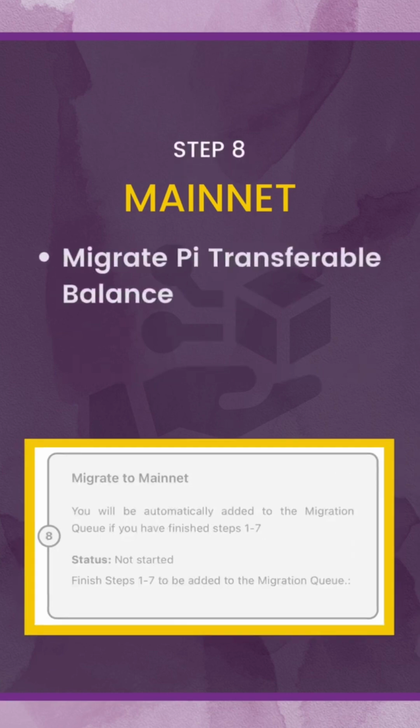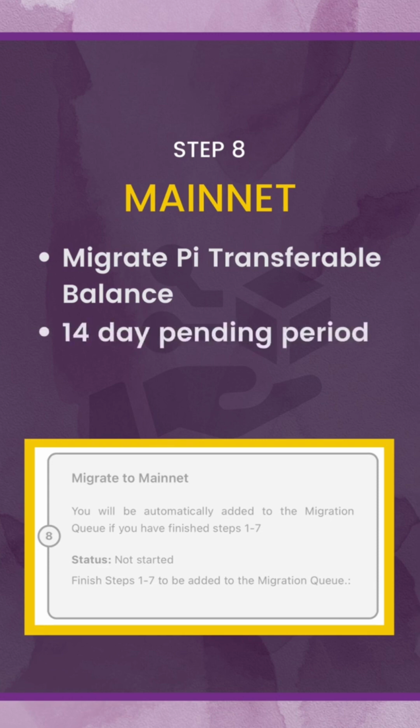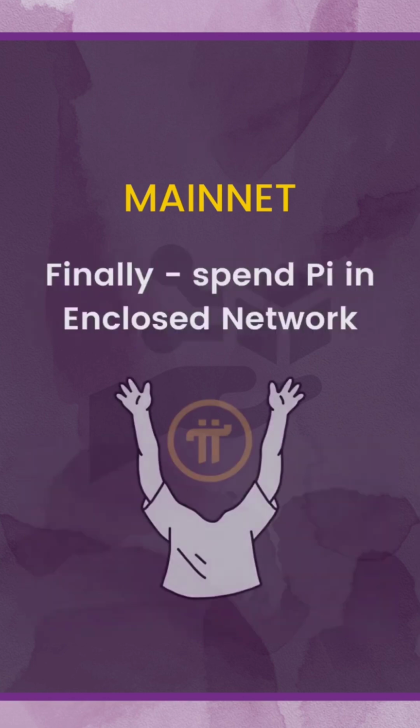After completing step 7, your Pi transferable balance will be queued to be sent to your mainnet Pi wallet address, also known as mainnet migration, unless additional network checks before the migration reverted your KYC verified status as mentioned before. After the migration, there will be a 14-day pending period during which Pioneer's Pi balance in their mainnet wallet will not be available yet for transfer by the Pioneer, allowing the network to conduct additional checks or course corrections, if necessary, to clear the transfer. When the pending period expires, the Pioneer will then be able to use their Pi within the current enclosed Pi mainnet.